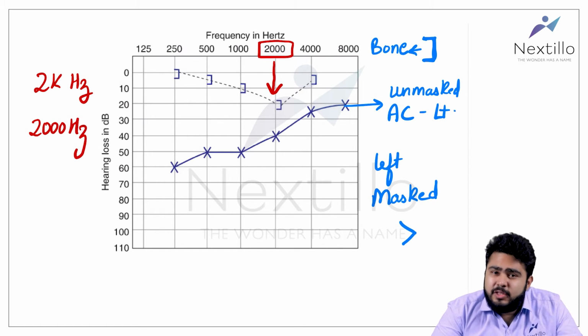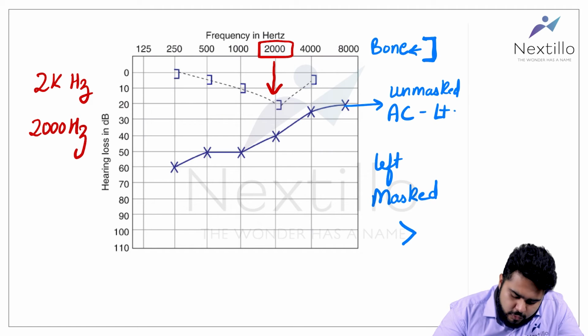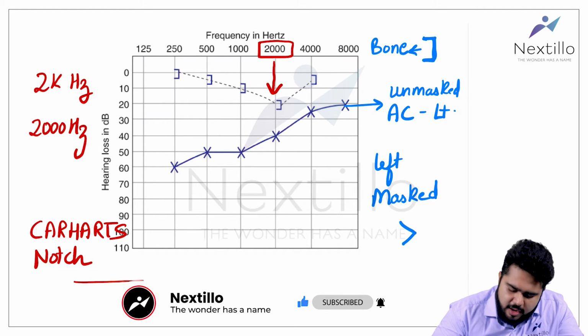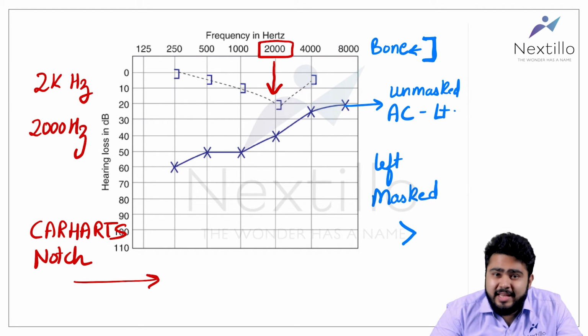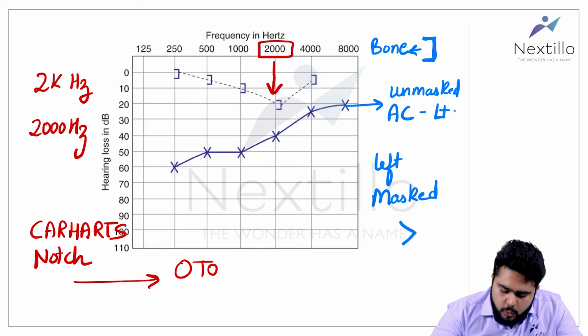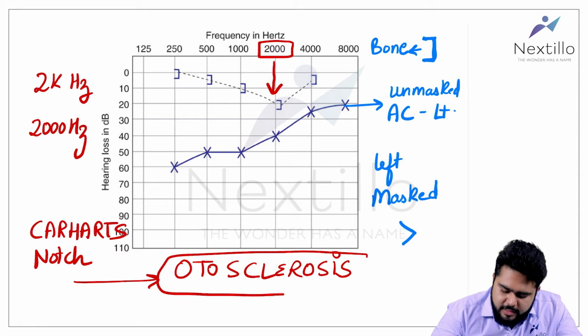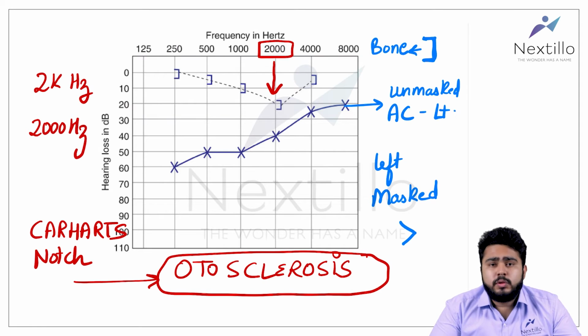Now this is very specific. A depression, a notch at 2K hertz frequency, 2000 hertz frequency. This notch we call as the Carhart's notch. This is because of the Carhart's phenomena, which we see in cases of otosclerosis. Okay, so this is a clear-cut case of otosclerosis.